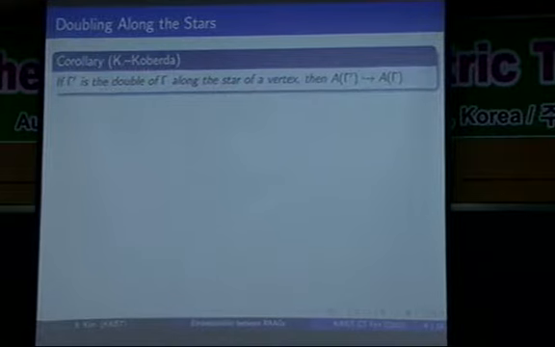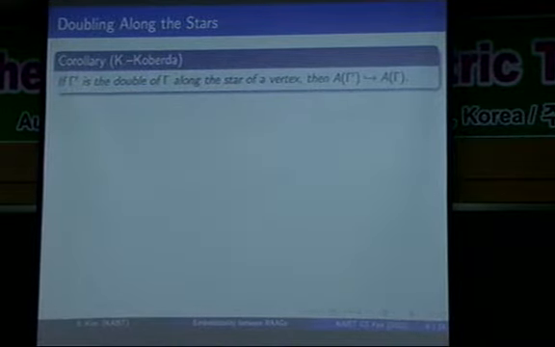So this all originated from Mark's question on embeddings between right-angled Artin groups, if the target is the complement graph of a path on 6 vertices and the source is a pentagon, is there an embedding result? So the primary result is that if you consider the double along the star of a vertex, there is an embedding between right-angled Artin groups. So it is stronger than the previous classical result, the double along the link of a vertex.